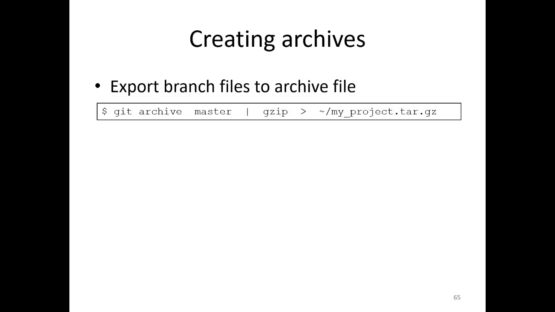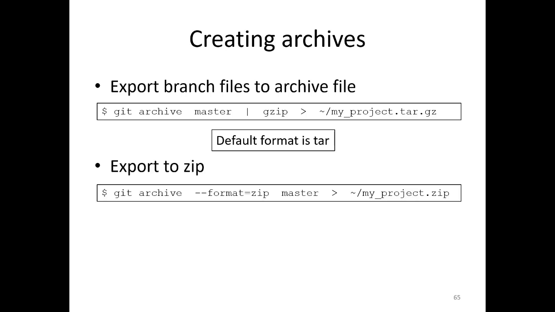You can create archives, which is quite convenient. If you, for instance, do a release, then you might want to create an archive. So basically the git archive with a branch name will actually produce that. The archive file by default is a tar file, so that's why it's piped through gzip, and sent to a tar.gz file. So basically, if you want to export to zip, no problem. You can just specify the --format=zip option, and then it's a zip file, which might be more convenient in a Windows environment or whatever.